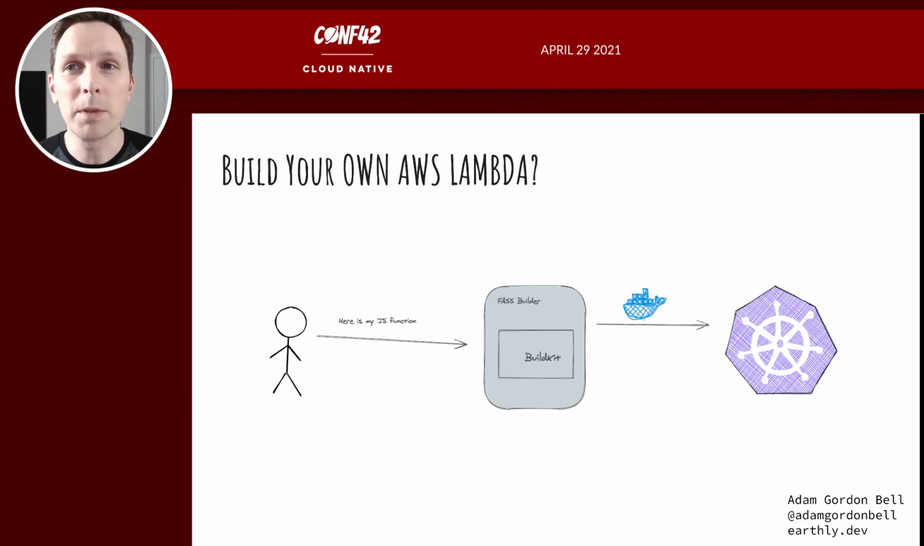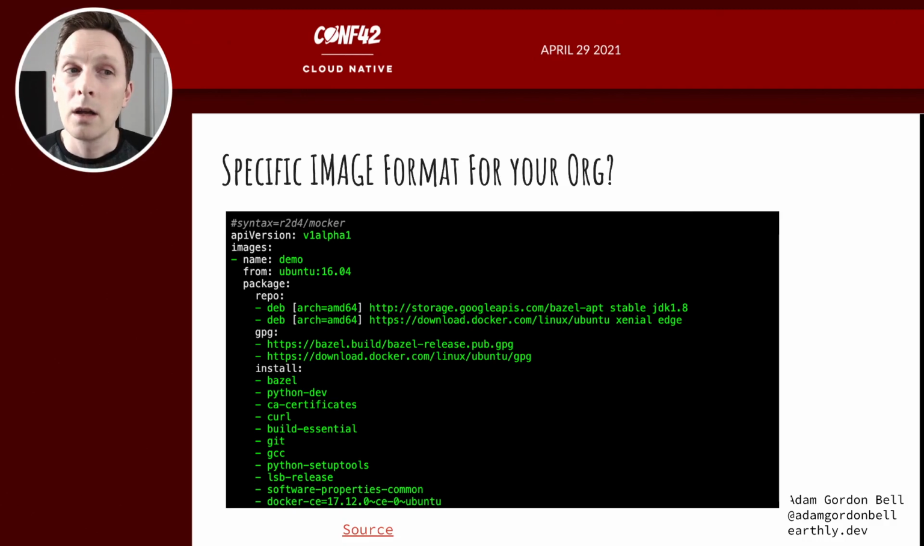That would actually not be that hard, right? As a proof of concept, you could probably do that in a couple hundred lines of code. You could also just build a specific image format for your org. This is called a Mocker file.